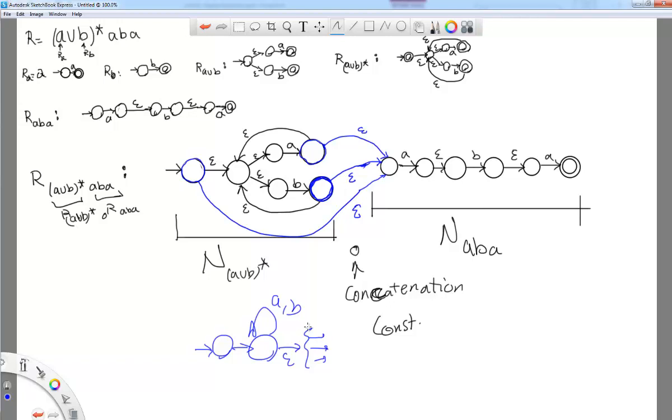This brings us to the other part of our proof, lemma 1.60, which states that if a language is regular, then a regular expression describes it. We'll do that in the next video.